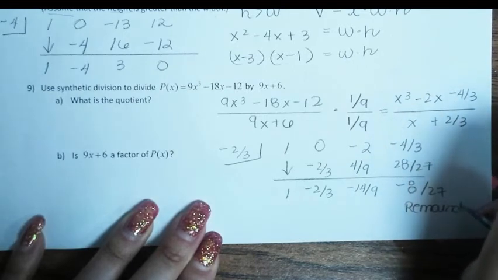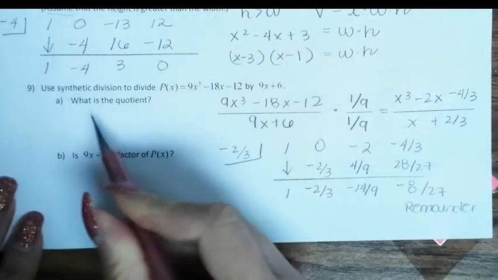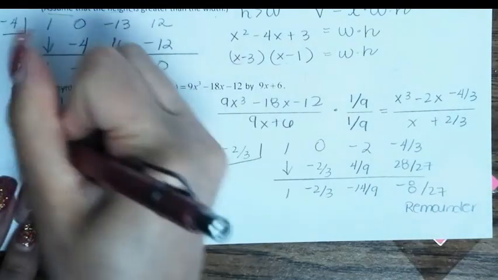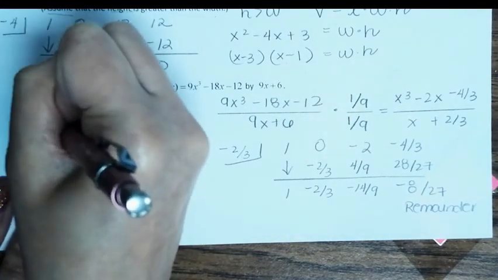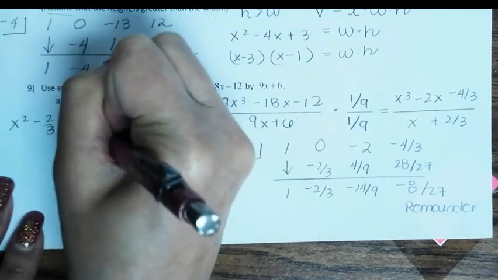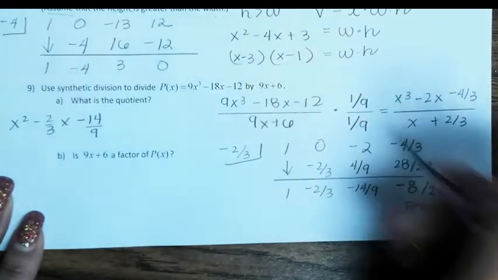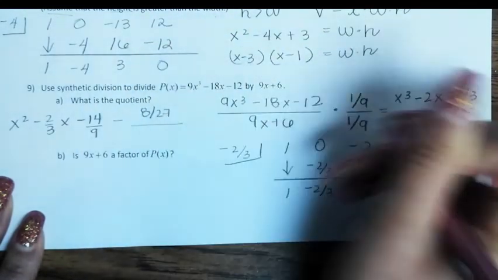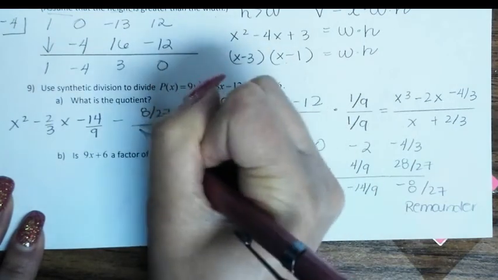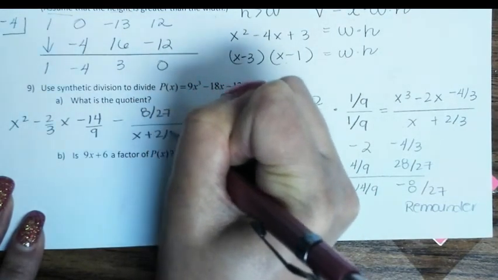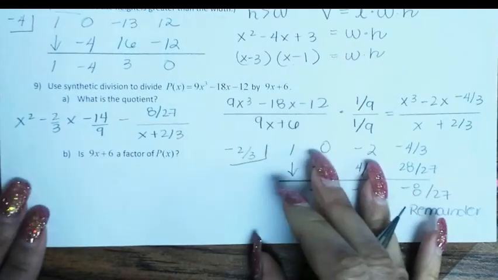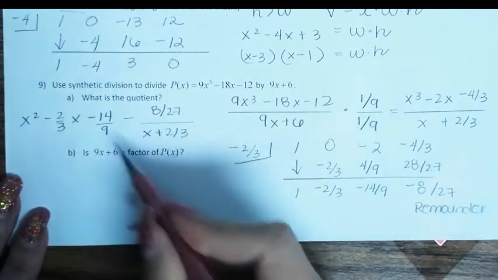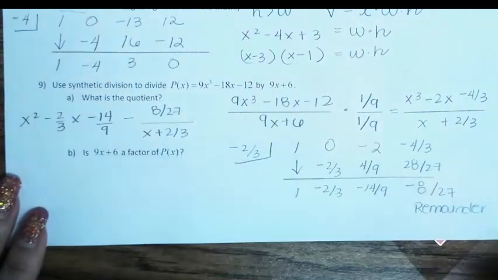Remember, that's your remainder. So what is the quotient? Well, the quotient is going to be all this beautiful thing: x squared minus 2/3x minus 14/9. And then you have minus 8/27, everything divided by, in this case, x plus 2/3. Wow, it looks a little bit ugly. I mean, you can simplify this. Actually, I can simplify it.